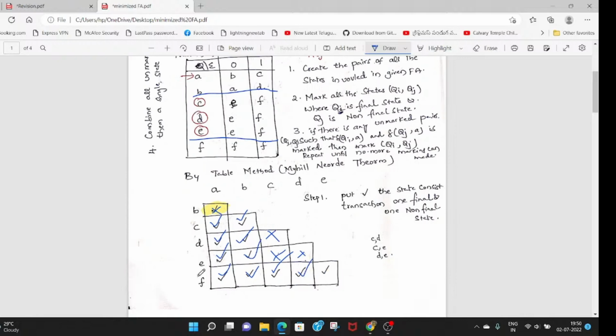And after that, I'm having the state E and F. Now you can see E and F here. E is a final state and F is a non-final state. I'll make it a tick mark.